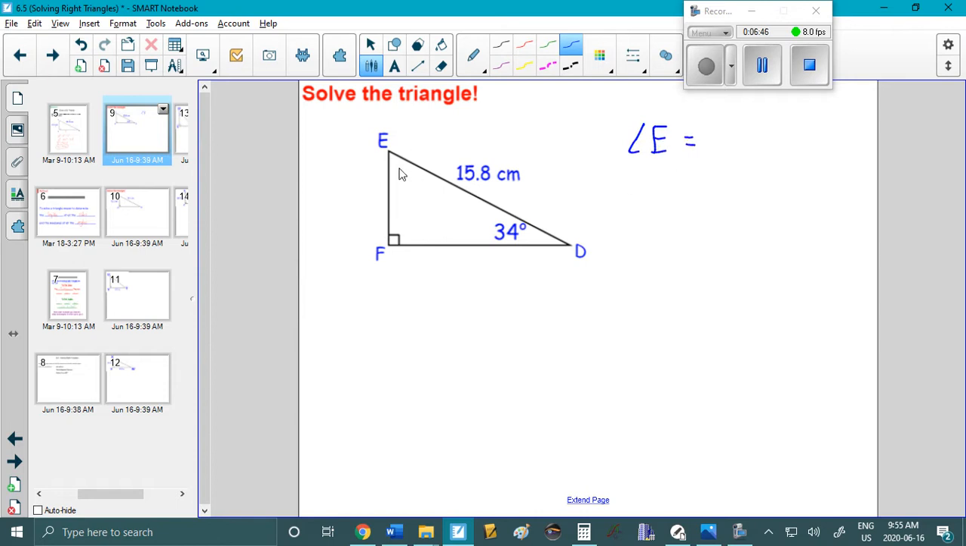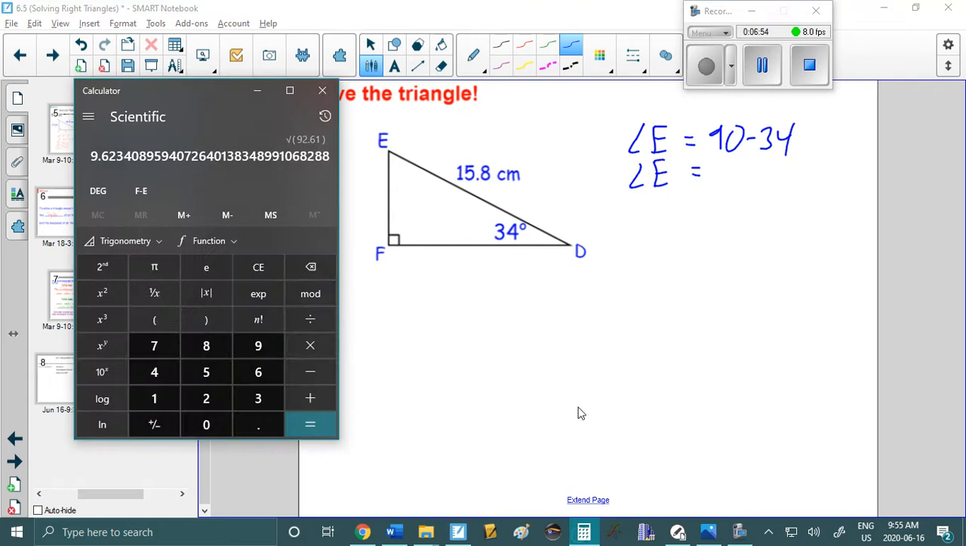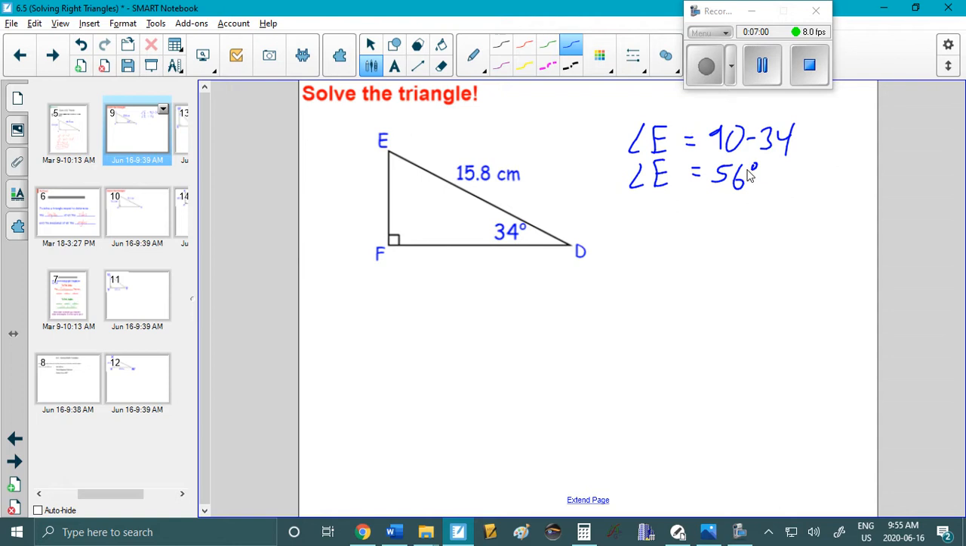Right? Because for angle E, we have two of the angles, so it's just going to be 90 minus 34. Or remember, you could do 180 minus 90 minus 34. So 90 minus 34 is 56 degrees. And there's a mark. Okay, so we also need to find side D, and we need to find side E.